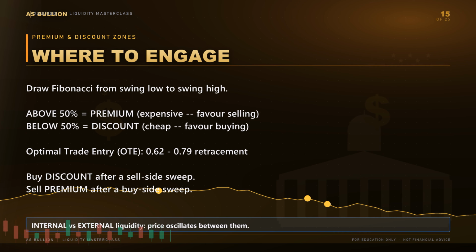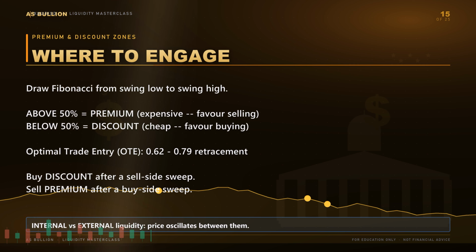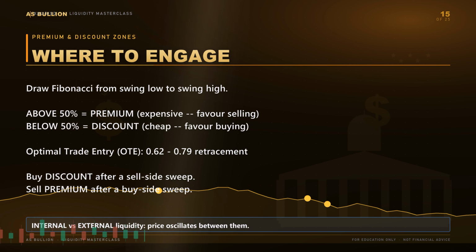Combine it with liquidity. Buy in discount after a sell-side sweep. Sell in premium after a buy-side sweep. This ties the liquidity pools to a precise engagement zone.